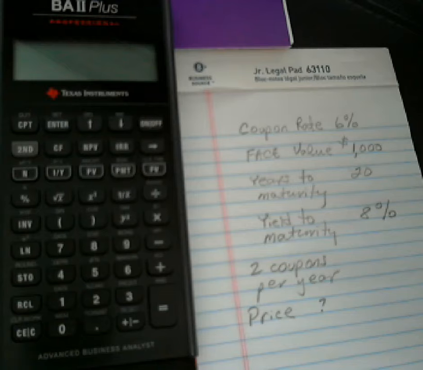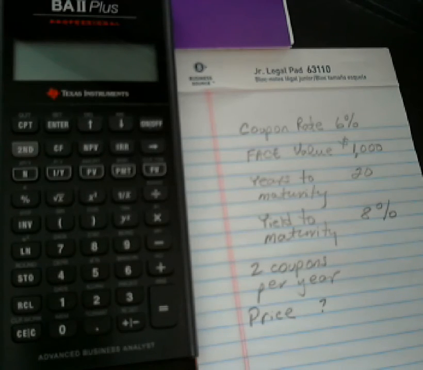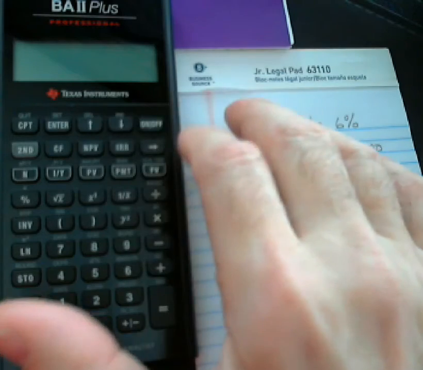Quick little calculator lesson for us because I get asked this a lot, even though you've all had 3123 and you have familiarity with the TI BA II Plus. But let's just run through a few things here.